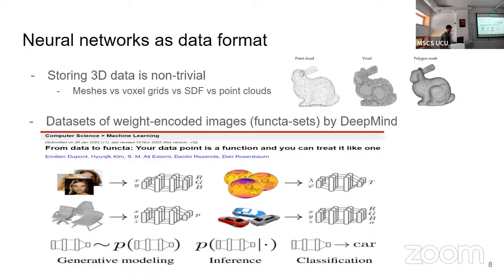Neural fields have the potential to unify every data format. For example, there is recent work by DeepMind, where the authors investigate how we can bake every object into the weights of a neural network and use these weights in the further process. In the case of images, they overfit a small neural network for every image in the data set and use the weights of this network in a downstream pipeline.